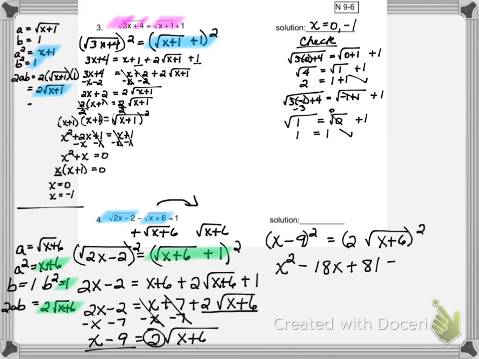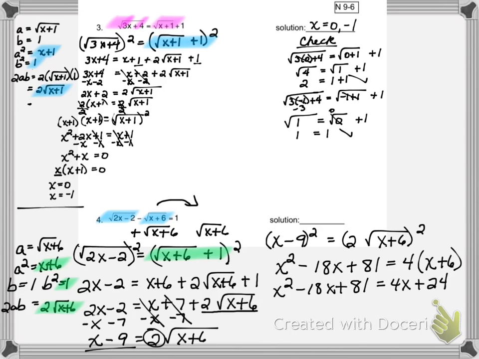is equal to, now I have to square this right side here. So 2 times 2 is 4, and the radical lifts for squaring that, and so we have 4 times x plus 6. Now we're going to distribute the 4. So we have x squared minus 18x plus 81 equals 4x plus 24.